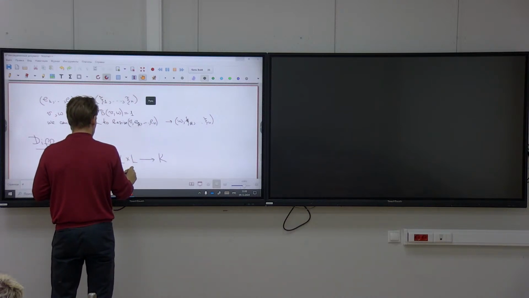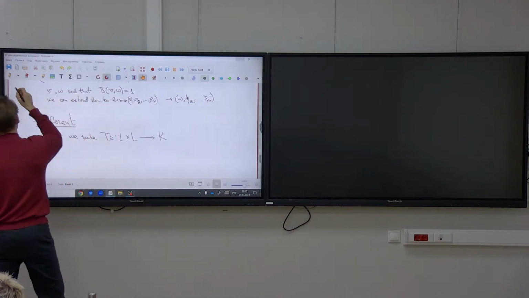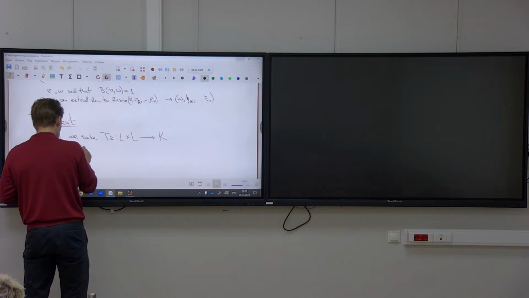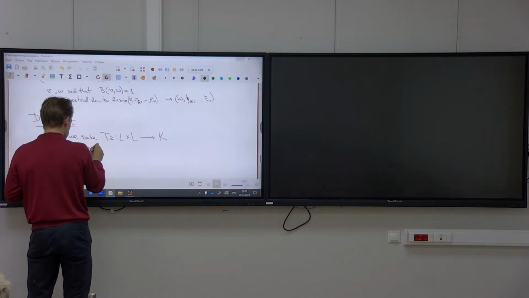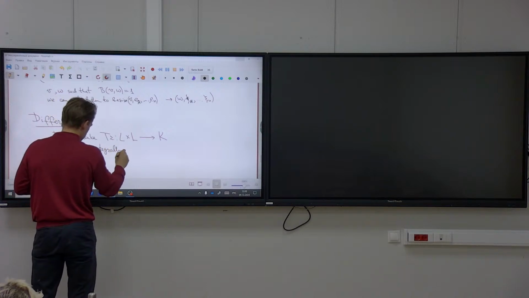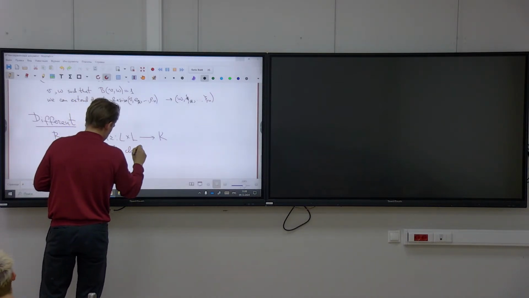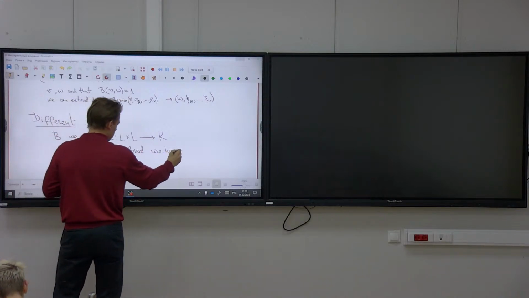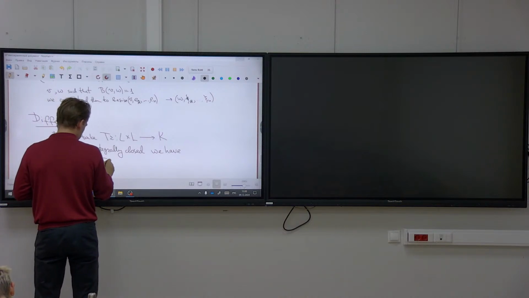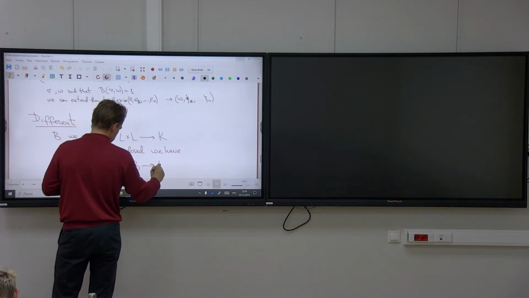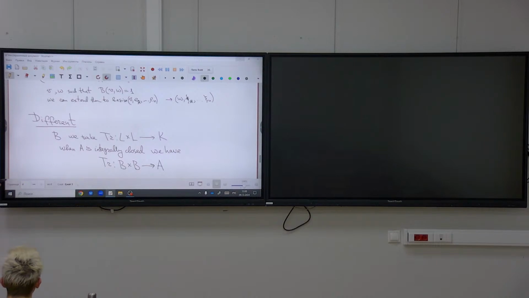And when A is integrally closed, we have the following. So trace can be viewed as the map from B times B, and the target is A. So the trace is a linear function, so it takes values in A.